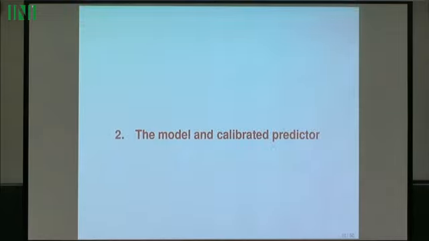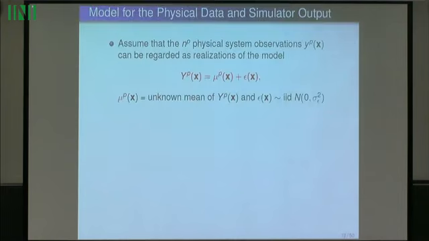Okay, so let me talk briefly about the model we're using and the calibrated predictor. These are standard models and predictors. So the physical system, as usual, gives our observations, realizations of a random vector with a given mean, which we don't know, that's what we want to know, plus some kind of errors, and we take our errors to be independent, identically distributed normal errors.